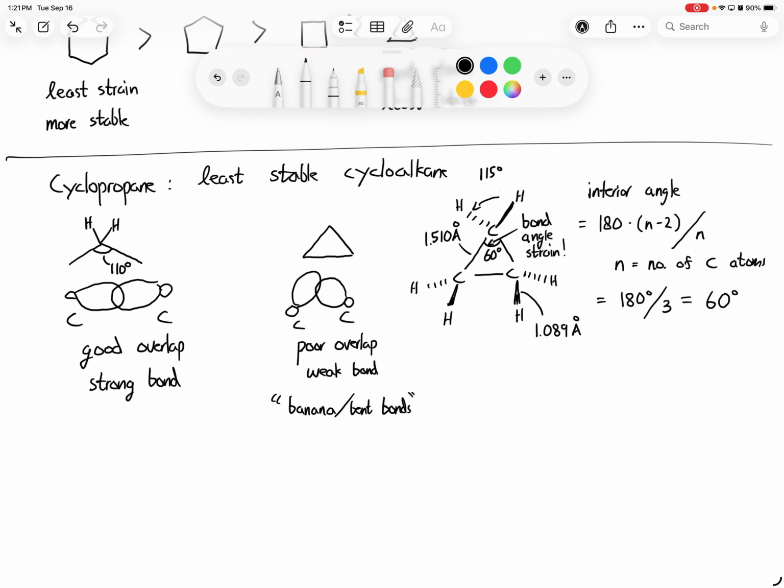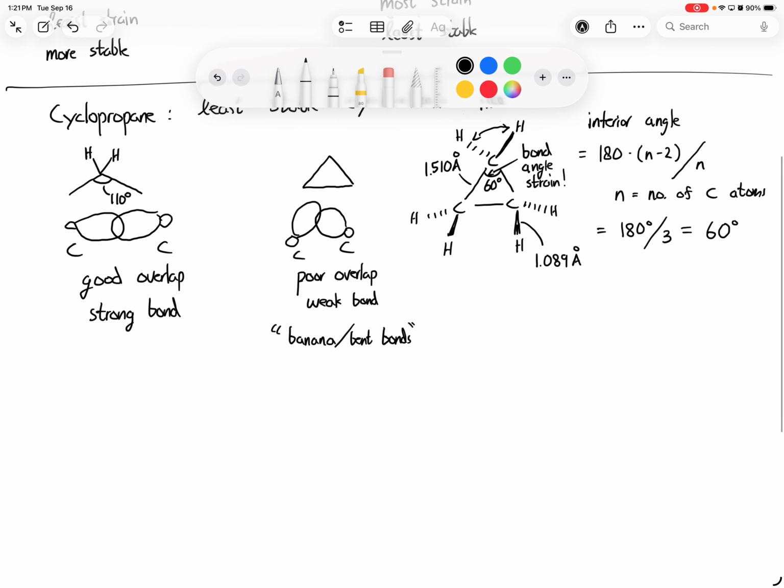So this bond angle right here is 115 degrees. Okay. So we have one area of strain already, bond angle strain. And now there's going to be another one. So let's just redraw this triangle. But I'm just going to draw my best attempt at a model here.